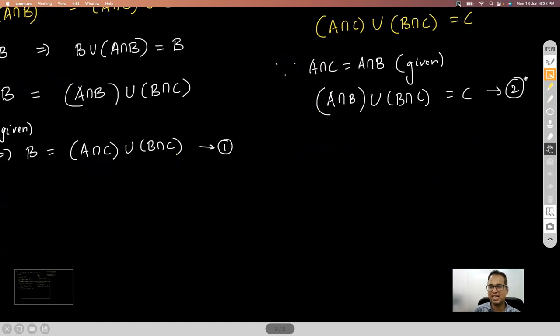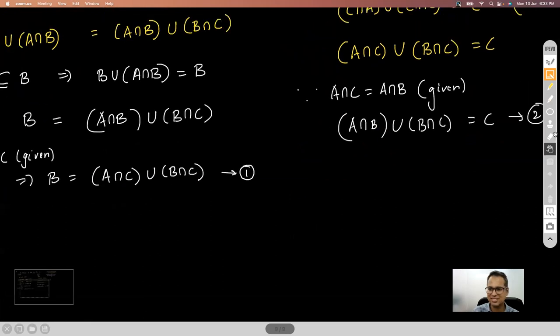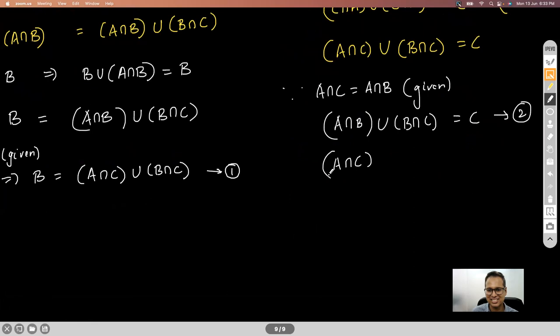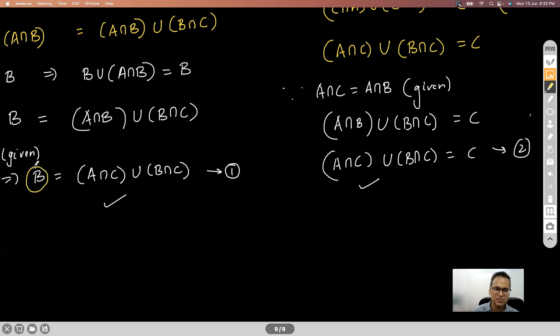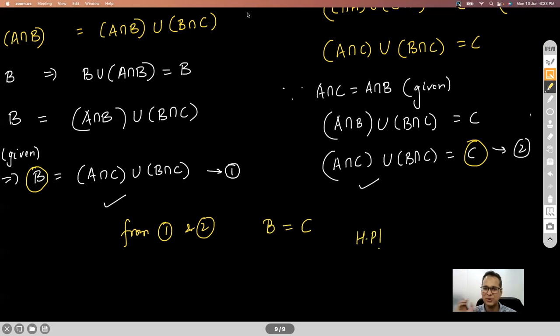Now, dear students, compare first and second. Let me write this as this, and call this the second. So compare this with this. They're equal, right? So from 1 and 2, can I make this conclusion that since the right side of the first expression matches with the left side of the second expression, the left side of the first should match with the right side of the second as well? So B becomes equal to C, and that is what we wanted to prove. Is it clear? Any questions, any concerns?